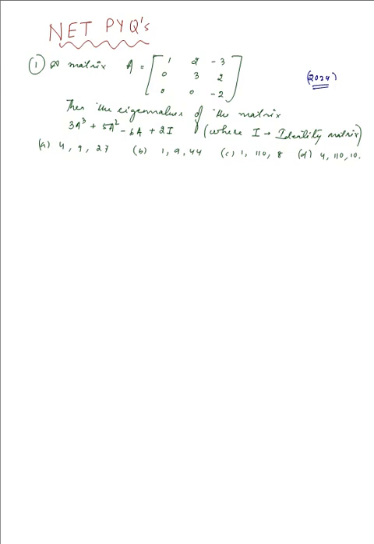But first of all, let's look at the problem in front of us. We have a matrix A, which is given by the numbers that you see over there. The arrangement 1, 2, minus 3, 0, 3, 2, and 0, 0, minus 2. And we have to determine the eigenvalues, or we have to opt out of the given options. The eigenvalues of the matrix that is formed out of 3A cubed plus 5A squared minus 6A plus 2I, where I is obviously the identity matrix.